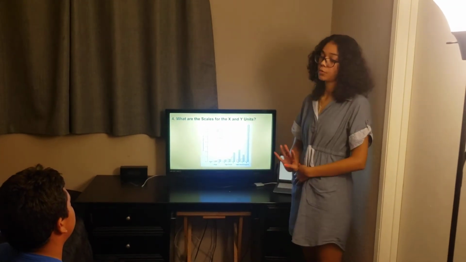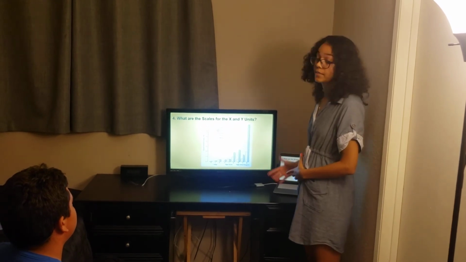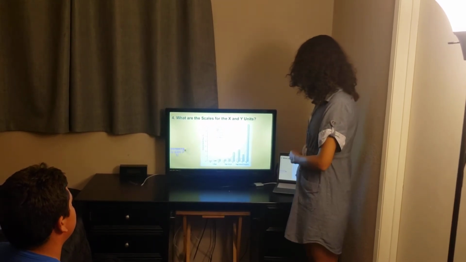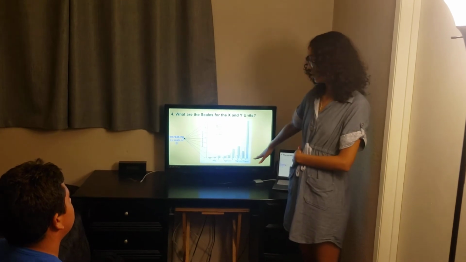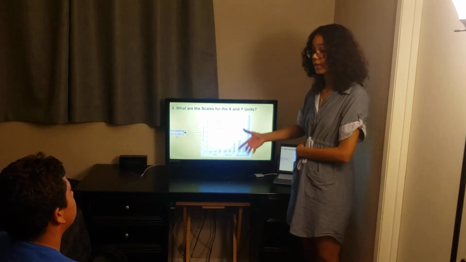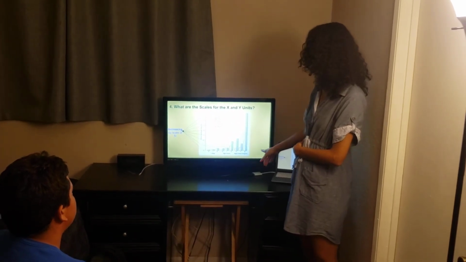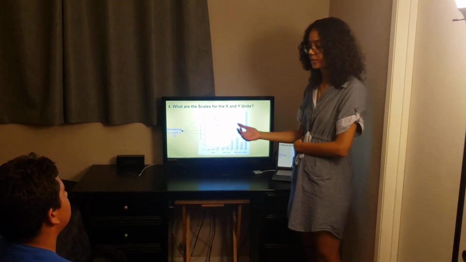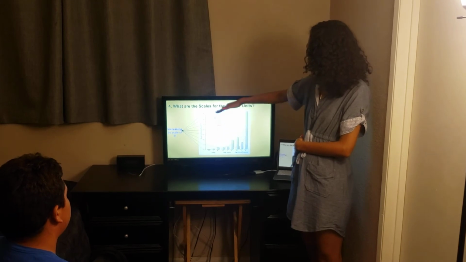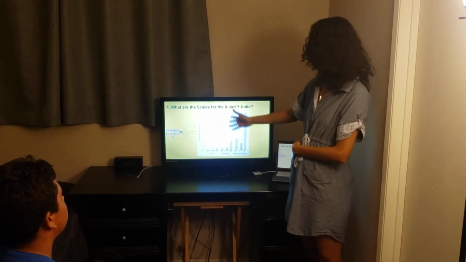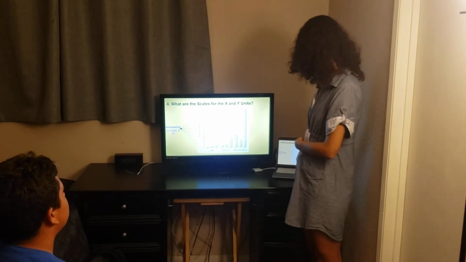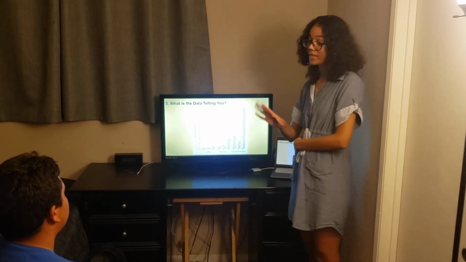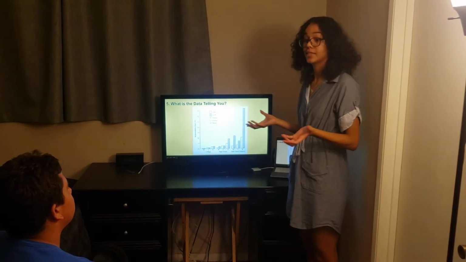So the fourth thing you want to look at is what are the scales for the X and Y units. So in this case, we don't have any X units because the X is just looking at education. And like I said, that's college, high school, and high school dropouts. But for the Y unit, it is increasing by a scale of 5 in terms of percentage. So we're going 0, 5, 10, 15, 20, 25, 30, and 35 is what we're looking at in terms of percentages here. The fifth thing and the most important thing you want to look at is what is the data telling you.